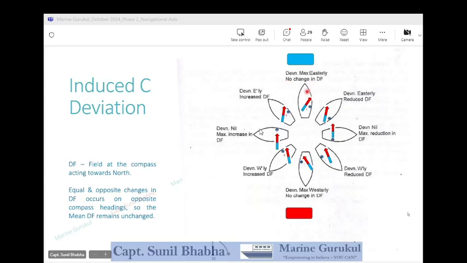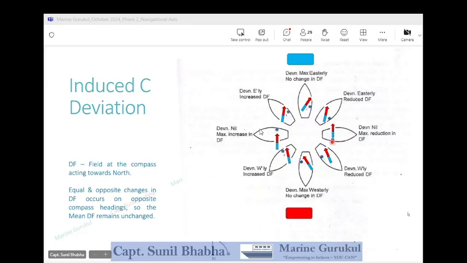Now, let's assume the ship on an easterly heading. So with the vessel on an easterly heading, this blue pole now comes exactly south of the compass needle. The blue pole is exactly south of the compass needle. Now this blue pole would try to repel the blue end of our compass needle. It is close to the blue end of our compass needle. It will try to repel it. And if this was the only force affecting our compass, the compass would have pointed towards south, because this blue pole will try to attract the red pole of the compass.